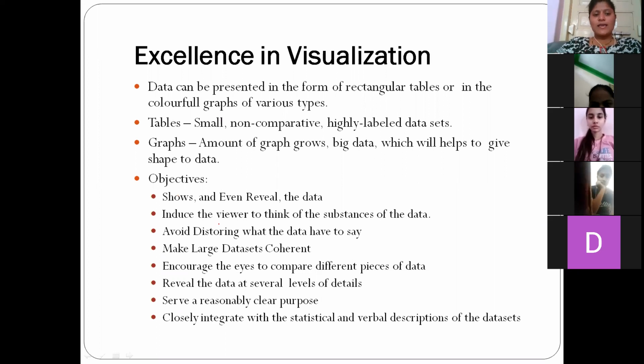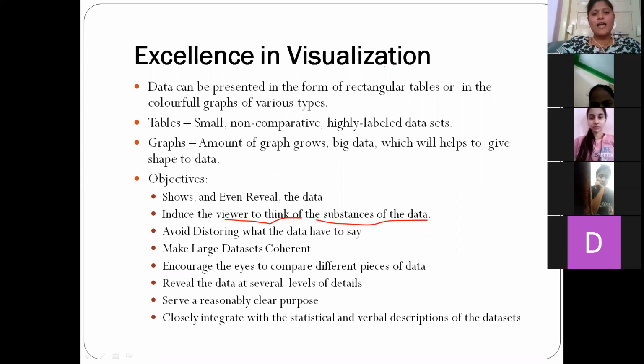Next is the second one. It is going to induce the viewer to think of the substance of the data, of what the viewer is going to think about that data, and what substances are there in that data. That is going to be analyzed here.